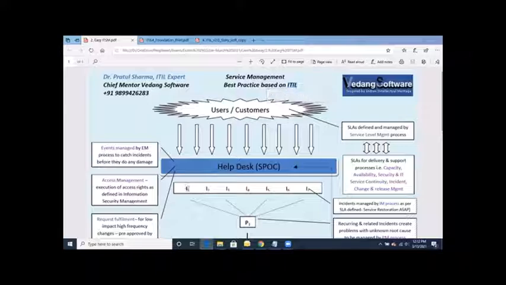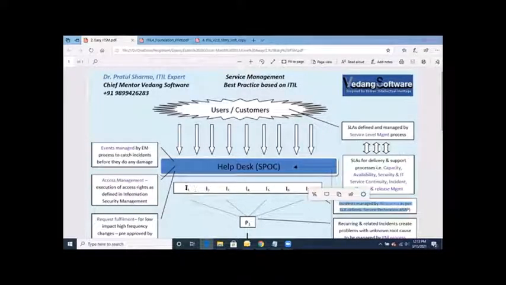One user says I cannot access the internet. Other one says I cannot take a printout. The third one says my file is not being shared, I can't share the files. The fourth one says I can't have access to the printer. So all these are incidents, they are reported to the service desk. What you can read here is incidents are managed by the incident management process as per the SLA defined.